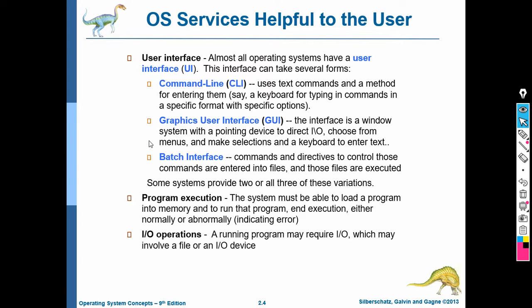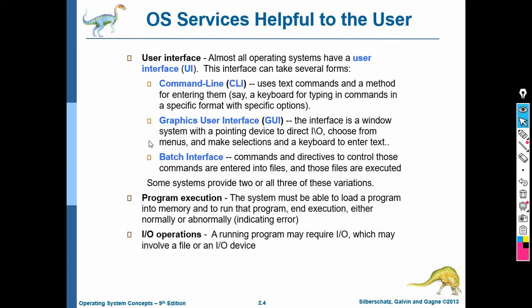And another kind of service that the operating system provides is a program execution environment. It provides you an environment where you can execute a program. The system must be able to load a program into memory in order to execute it, and to run that respective program. Thereby the program is going to be executed either normally or abnormally, if an error is raised, right?